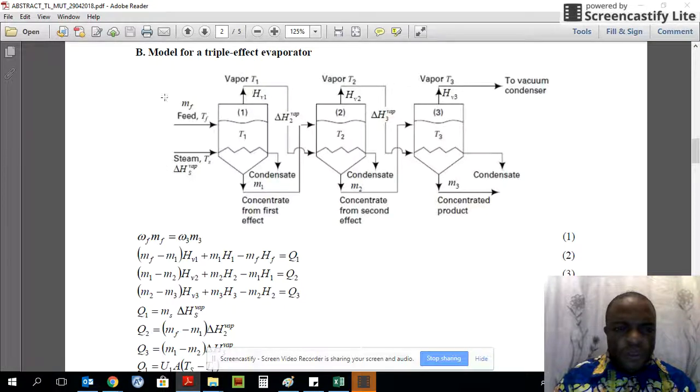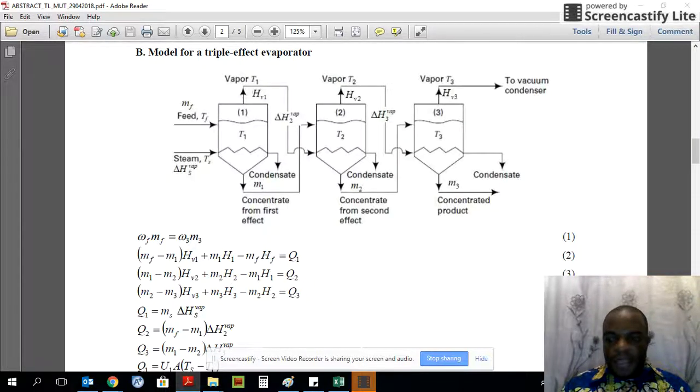I would like you to take note of the labeling. We call MF the mass flow rate of the feed. Delta H2 VAP is the specific enthalpy of vaporization of that stream. So delta H2 VAP is calculated at T1 as temperature. Delta H3 VAP is calculated at T2. Then we are going to have delta H4 VAP, which will be calculated at T3. That is very, very important.